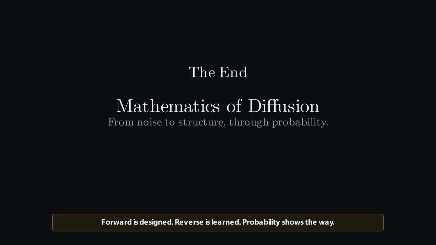Forward is designed. Reverse is learned. And probability shows the way.